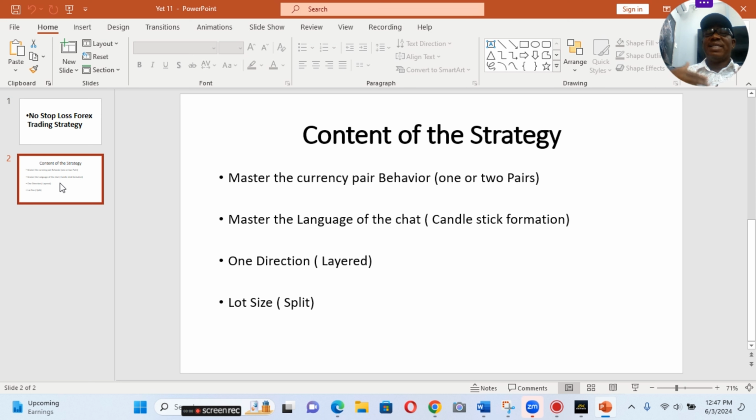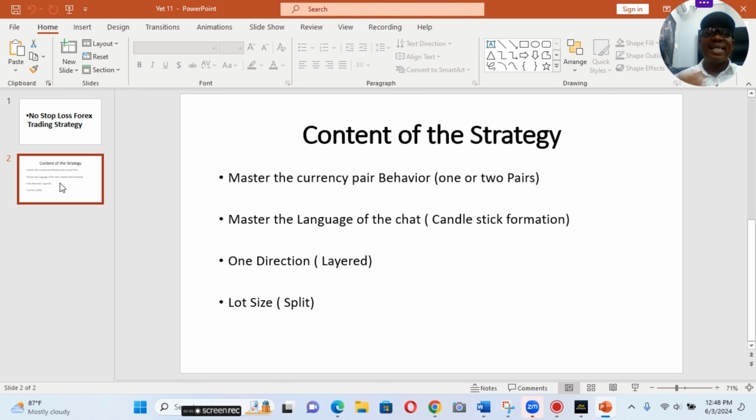What is the content of this strategy I'm talking of? You must master the behavior, the pattern of one, two, or three pairs. If you don't understand the language, the body movement of that pair or the pairs you want to trade this strategy with, you can never succeed. Like I master EUR/USD, JPY/USD, and GBP/USD, and gold. These three pairs are at my fingertips. I understand them very well. I know the formations that they obey more than others. You must know these things.